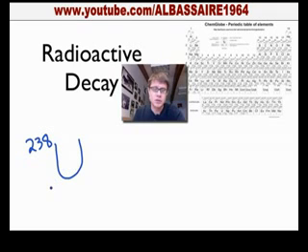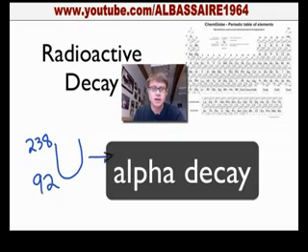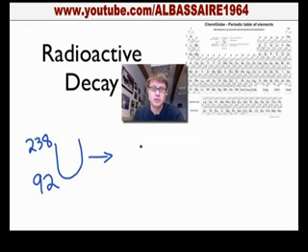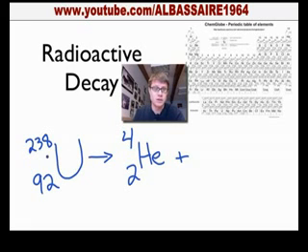Now uranium-238 is undergoing alpha decay. In other words, it's going to lose 2 protons and 2 neutrons. What it's losing is actually a helium nucleus, which has a charge of 2 protons and a mass number of 4, since there are 2 protons and 2 neutrons. So if you think about it, what does this become?